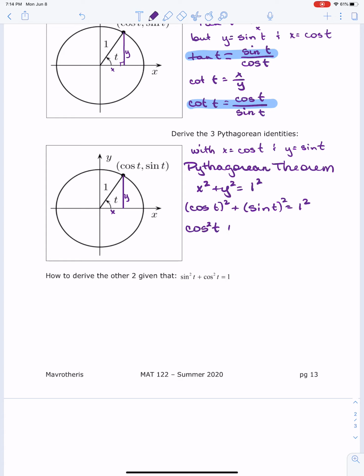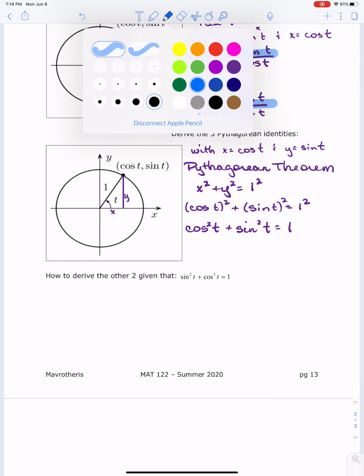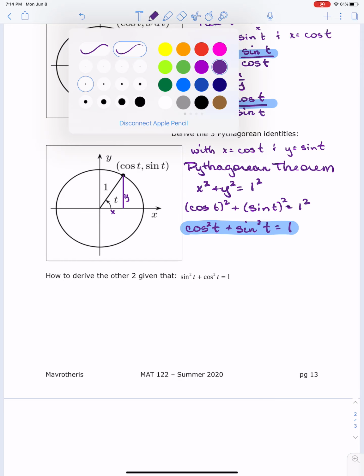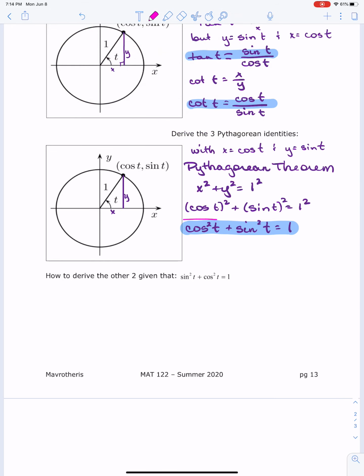Cosine squared t plus sine squared t equals 1. This is a big deal. This is our Pythagorean identity. Super big deal. This becomes incredibly helpful. We will use this a lot.